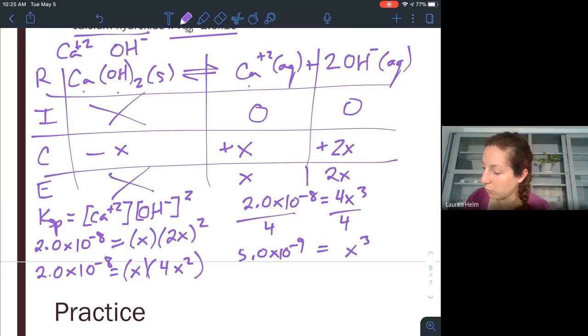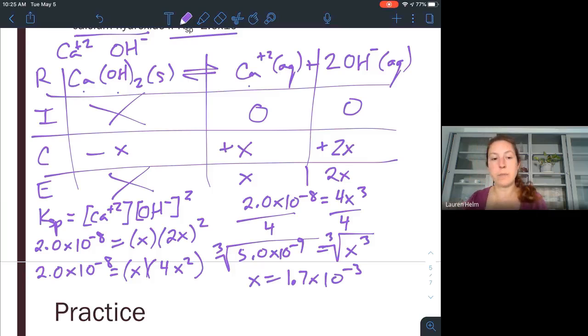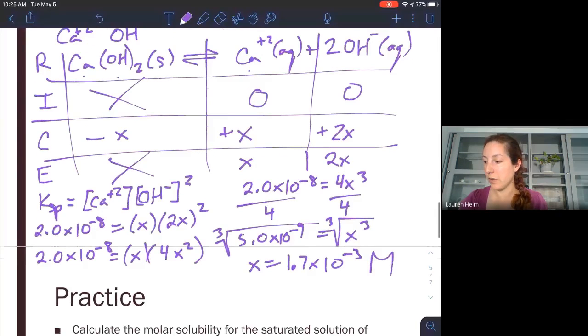I can take the cube root of each side. So I get x by itself. And I get that x is equal to 1.7 times 10 to the negative 3rd molar. We need to have a unit on this. This is the molar solubility. It's not our equilibrium expression. It is our molar solubility, or in other words, this tells us what our change is. We're going to lose 1.7 times 10 to the negative 3rd molar of the solid, and we're going to gain 1.7 times 10 to the negative 3rd molar of the calcium ion, and twice this of the hydroxide ion.